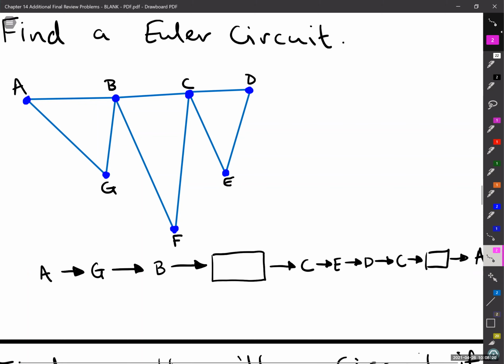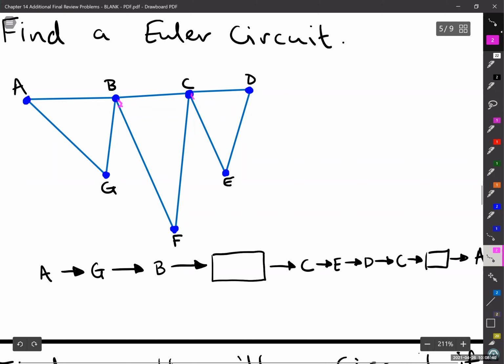So I think here it's helpful to mentally trace out what's shown on the path. So if we go from A to G, G to B, now do we agree here I could either go to C or to F? There's only two choices from here. I don't know where I go next, but it tells me I end up next at C.